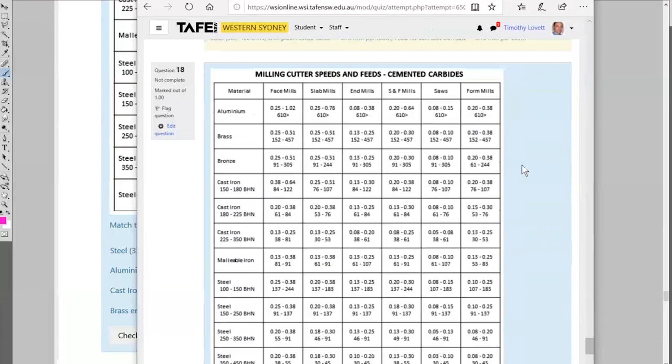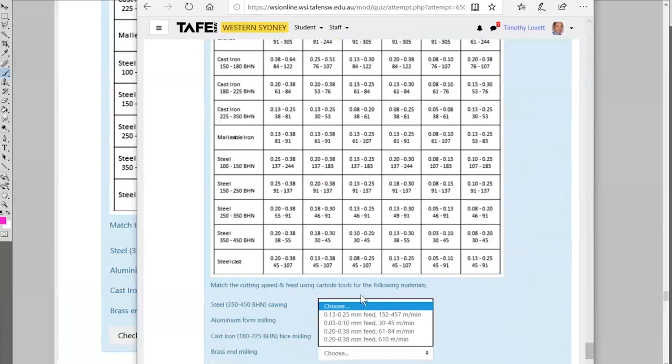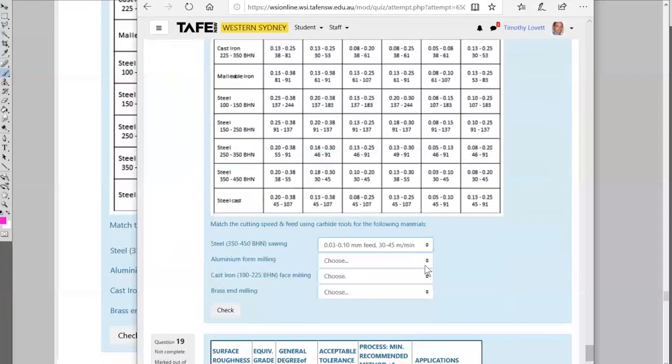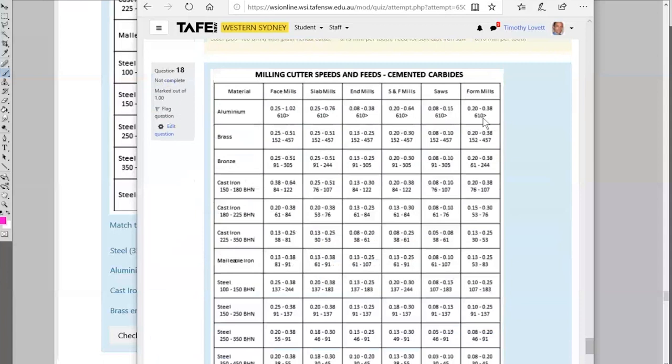Match the cutting speed and feed. So steel 350, and second last one is this one here. We're looking for these numbers, so that's that one. 30 to 45, yeah. Aluminium form milling. So we're milling the very last one with aluminium. So it's this one up here, 0.2 to 0.38. And 610. Now, what's that little 610 arrow mean? Just means you go 610 or faster. So that's your cutting speed.